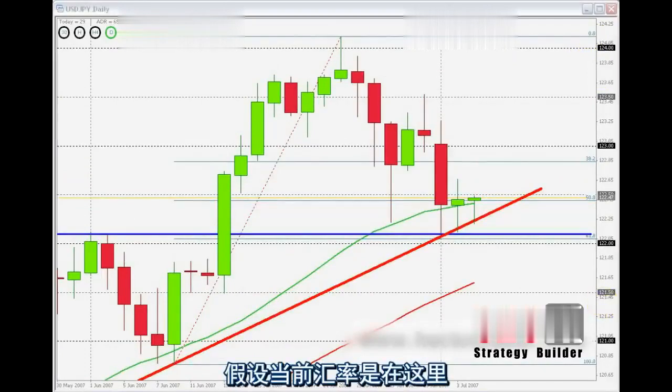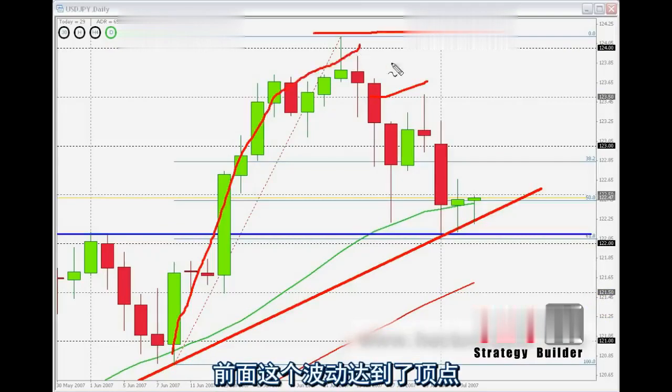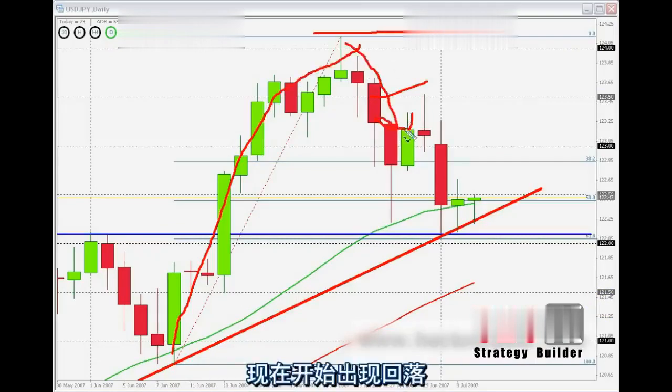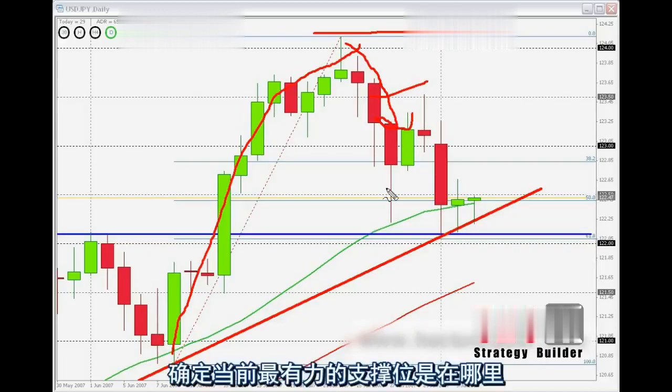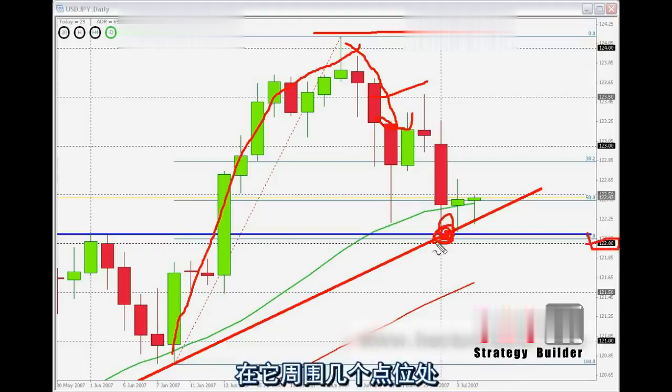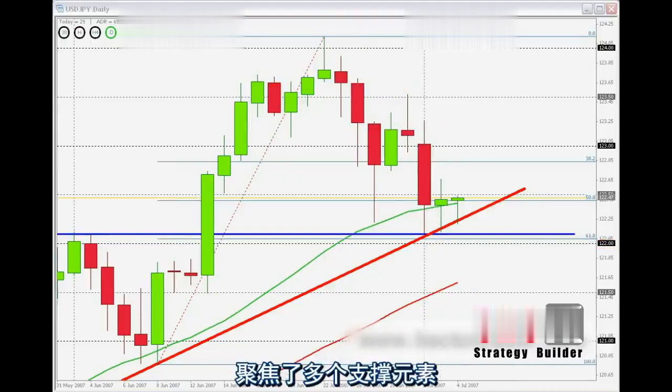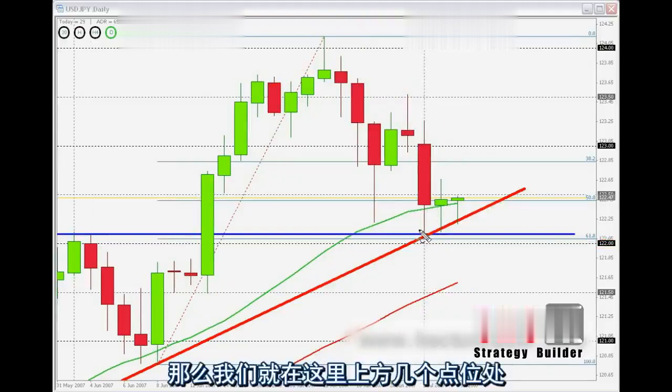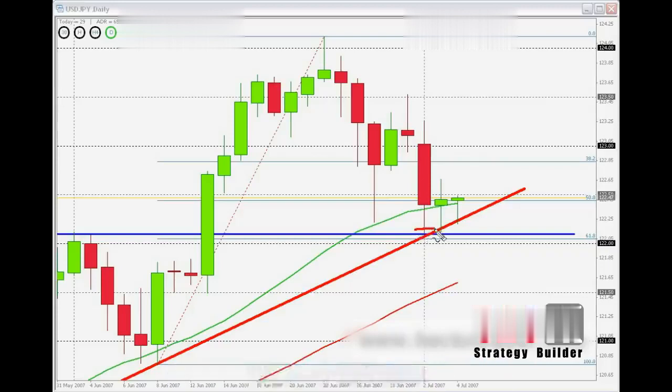Imagine price was somewhere in here. This swing has topped out, and now we are beginning to retrace back down. The idea is to identify where the level of strongest support is. In order to enter this market, we have already said that it's the 122 level, with many elements of support coming together within few pips. So we would place a buy limit a few pips above this level, perhaps 122.15, 122.10.